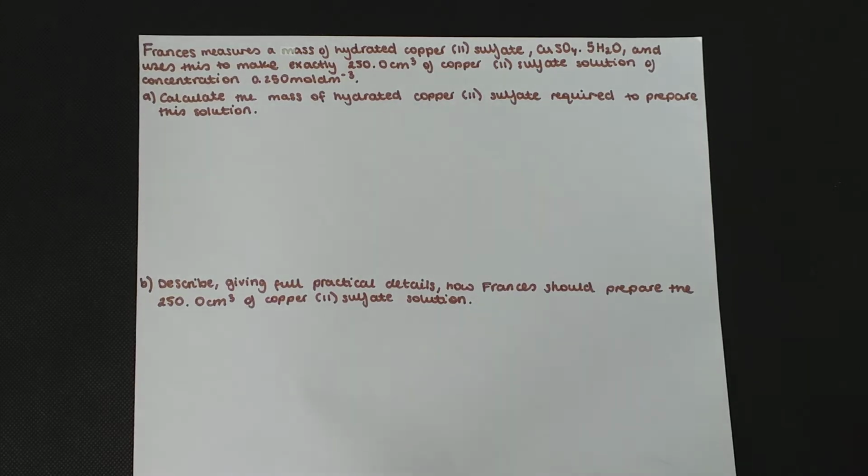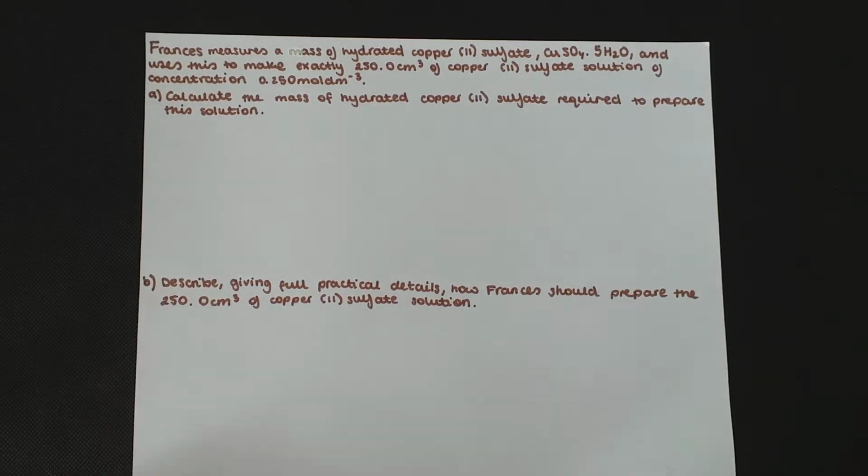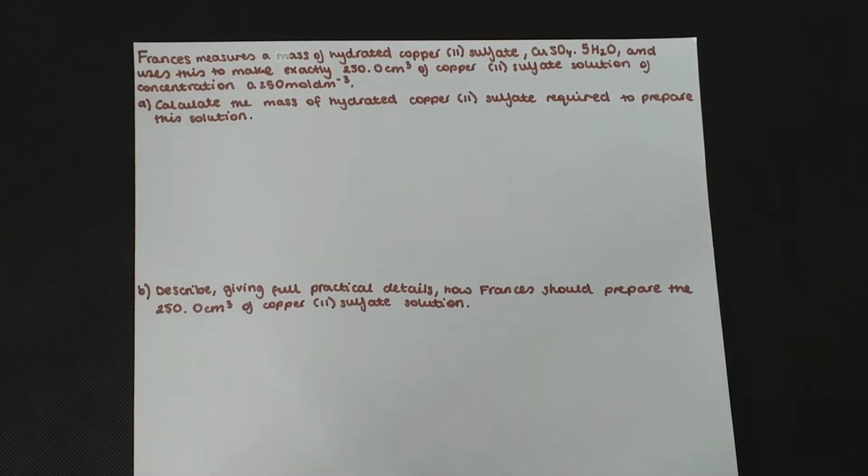Francis measures the mass of hydrated copper sulfate, CuSO4·5H2O, and uses this to make exactly 250 cm³ of copper sulfate solution of concentration 0.250 mol dm⁻³. Calculate the mass of hydrated copper sulfate required to prepare this solution. So, before you start, I just like to set everything out.